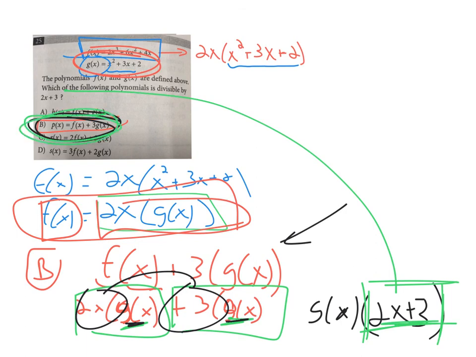See, the key to that question was understanding that this first function had a greatest common factor of 2x, and the parentheses part happened to be the same as g of x. Certain questions on the SAT are very straightforward. Others, like this one, are kind of testing your ability to see something that's very mathematically involved.